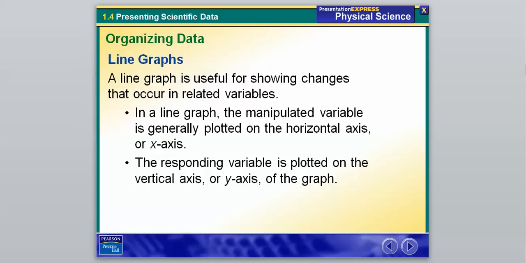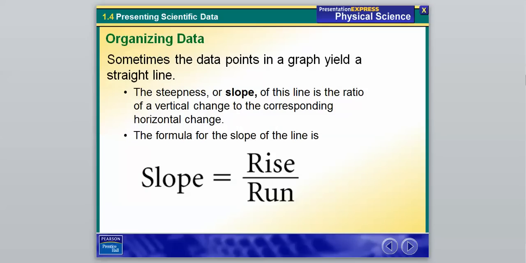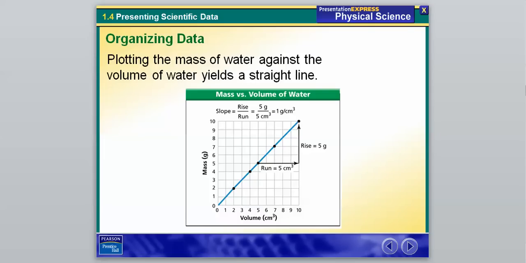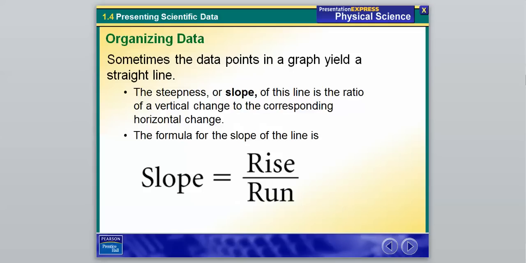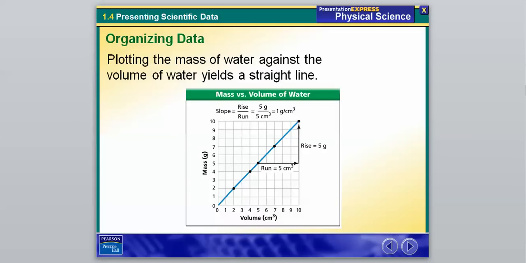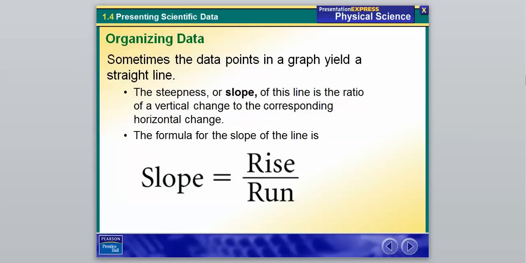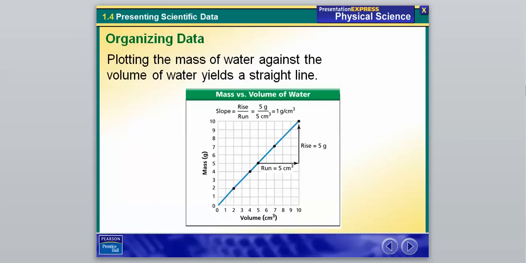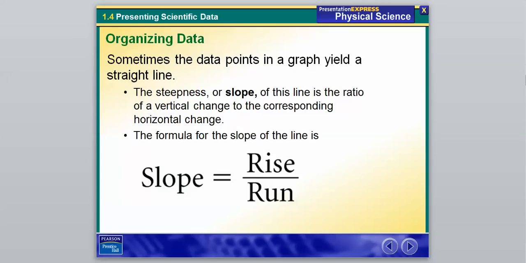And okay, we just went over that one. And sometimes when we talk about our line graph, the data points in a graph will yield a straight line. So a straight line, just really quickly, would be that right there. That is a straight line. We'll get to that in a second, but that is what it means when it's a straight line. Again, there's not a lot of breaks or anything in the line.